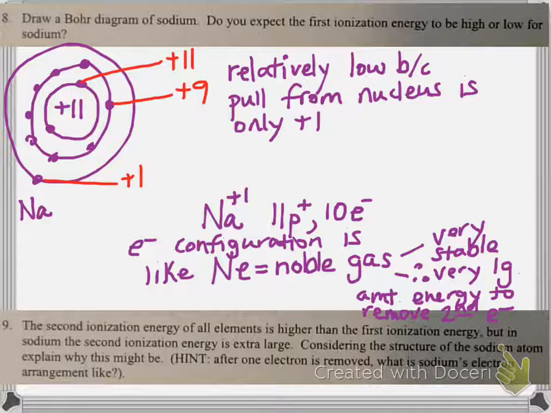The person who wrote this said, after the first electron is removed, sodium has the same electron configuration as neon with 10 electrons. It is like a noble gas, and therefore to remove the next electron is very difficult.